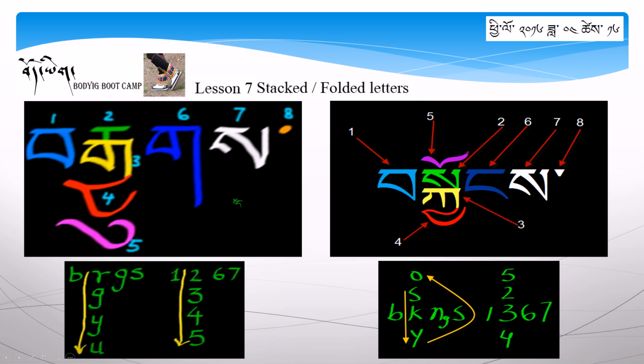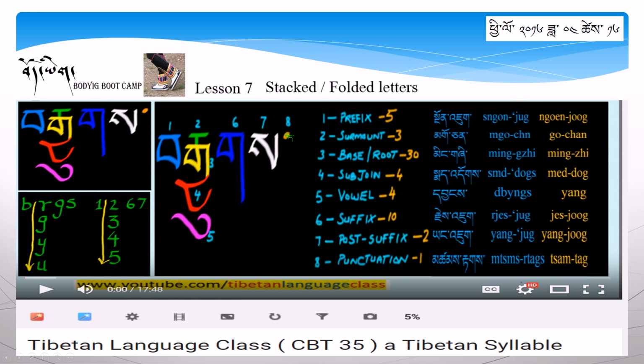And as I told you before, a Tibetan syllable could never have more than 7 characters if you exclude the punctuation mark at the end here. So this is a video I did a while ago, so if you want to learn more about this, you can go to CBT 35. If you type the Tibetan language class CBT 35, this should come up. It's about 17 minutes, almost 18 minutes. It's all written really clearly, so it's easy to follow.